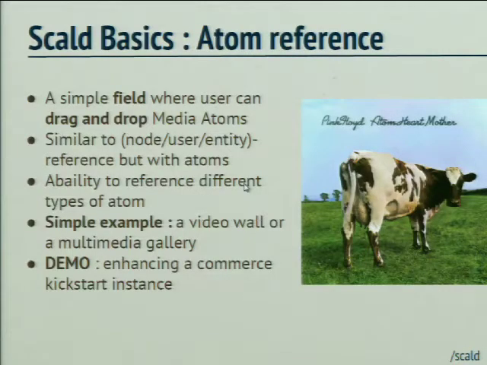So how can you use these atoms? Because I've shown you how to create them, how to search them, how to see them. The first field that is provided with SCALD is called atom reference. It's a simple field where users can drag and drop media atoms, any kind of atoms. It's the same as in D6, where there was user and node reference. In D7, we have that plus entity reference, or product reference for products in Drupal Commerce. It's the same but with atoms.